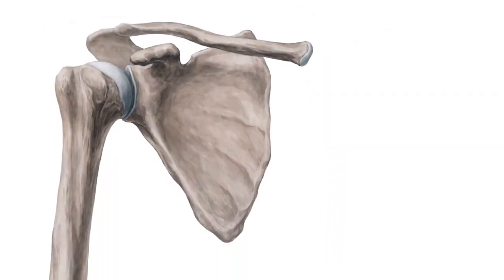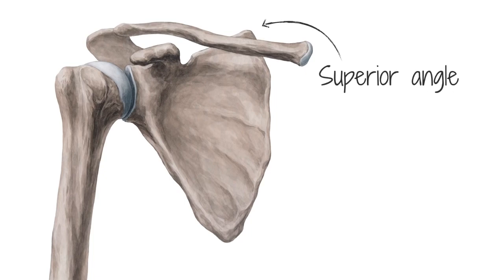In this short tutorial, we will list the anatomical features of the scapula. First, the angles. They are the superior angle and the inferior angle.